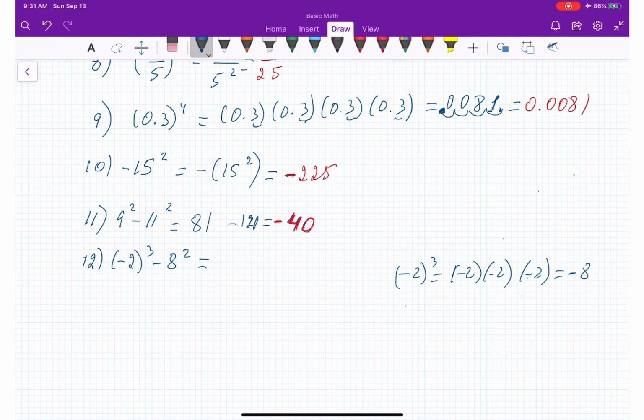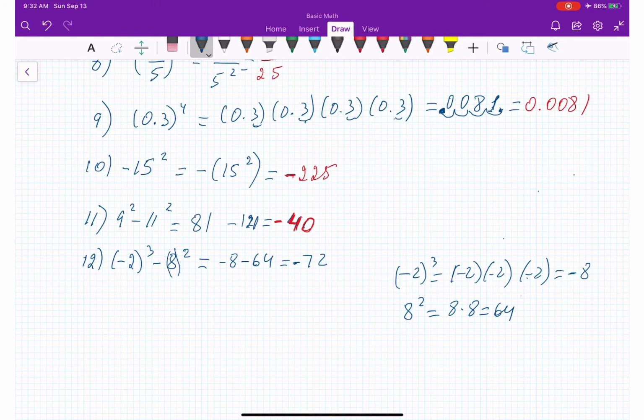And 8 squared, because we don't have negative 8 in parentheses, there can be only 8 squared, so it's going to be 8 times 8. Okay, 8 squared, it's going to be 8 times 8, which is going to be 64. And the result is negative 8 minus 64. When we have the same sign, we're going to add them, right? So it's 64 plus 8 is going to be 72. And since both of them are negative, it's going to be negative.